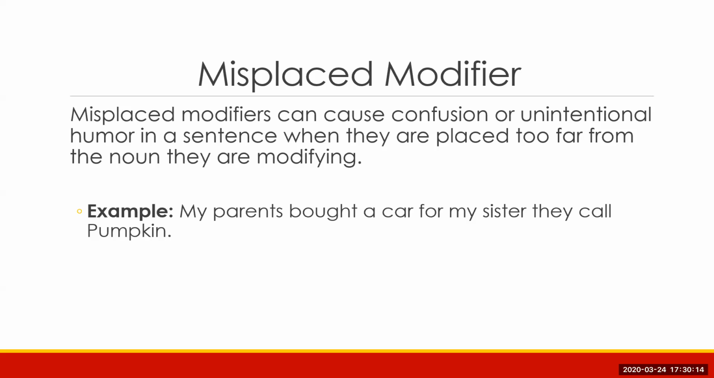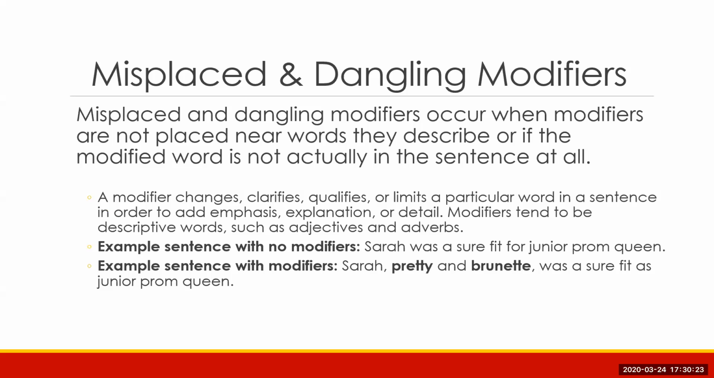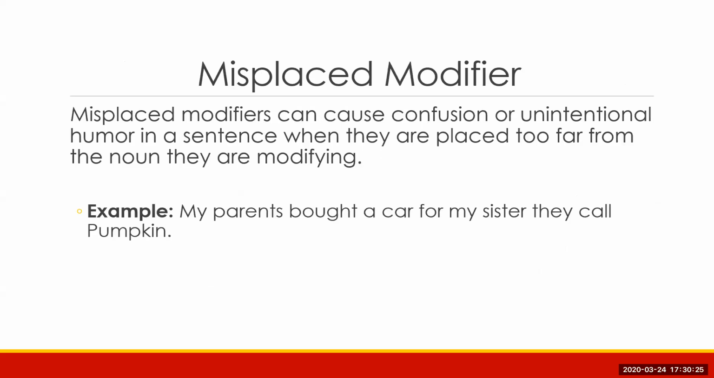A misplaced modifier can cause confusion. Okay, wait, let me go back. Like I said, we're talking about misplaced and dangling modifiers. The first one we're going to talk about is the misplaced modifier. Misplaced modifiers can cause confusion or unintentional humor in a sentence when they are placed too far from the noun they are modifying. One key thing about using modifiers is that they should be placed close to the word they're changing. If you don't, the sentence becomes confusing, and sometimes it can be funny.